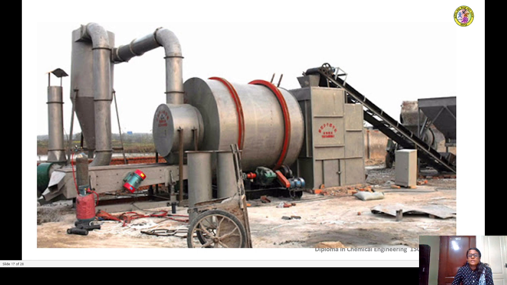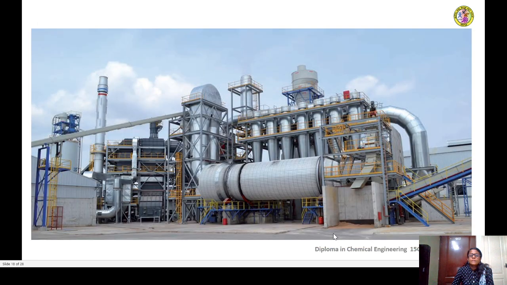Okay, so this is a place where a huge rotary dryer has been installed. This is the rotating cylindrical drum, the cyclone separator, and the air outlet. Another picture of a rotary dryer operated in a large scale drying operation.